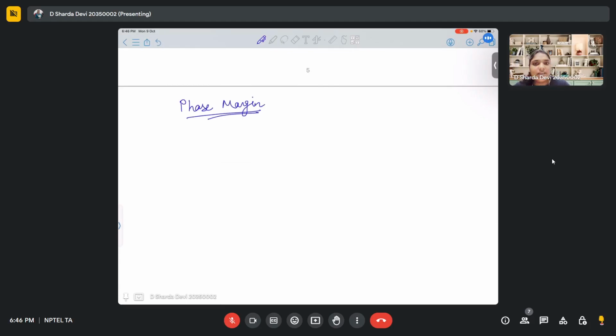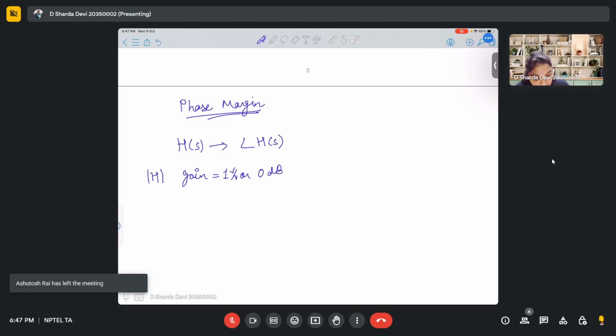Okay, so here what we do is there is a transfer function, H of s. We'll calculate the phase of this system. The phase of the transfer function is calculated. Now, when your gain is 1 volt by volt or 0 dBs, this is mod of H. When your gain is 1 volt by volt or 0 dBs, at that point, what is the phase?